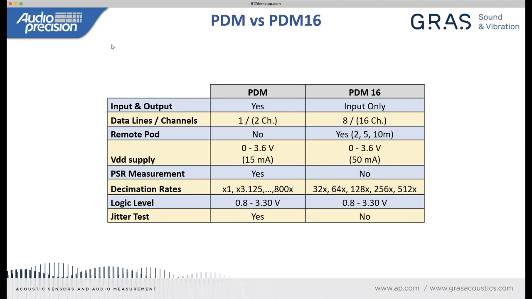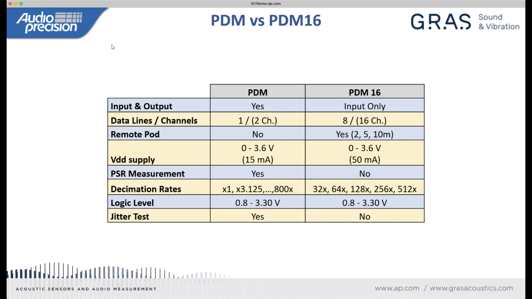Now, Audio Precision does actually offer 2 digital interface modules that support PDM or pulse density modulation. We have one module called just PDM, and we have a newer module called PDM16. And here you can see a little bit of a comparison of the features between the two. Very broadly speaking, the difference is a little stark. If you need to test more than 2 PDM microphones simultaneously, PDM16 is the obvious choice.